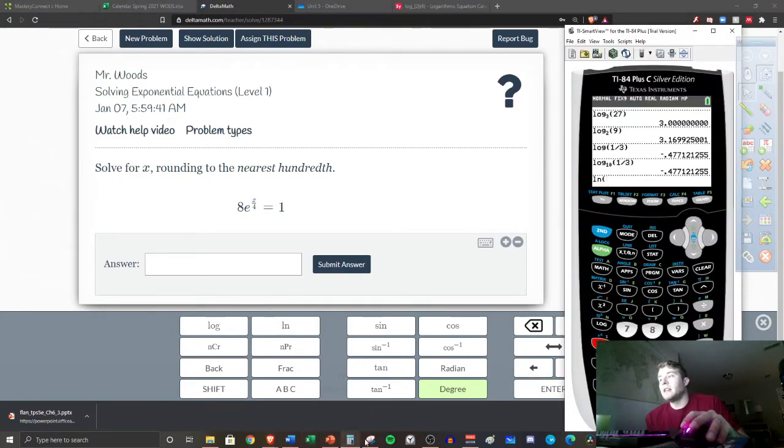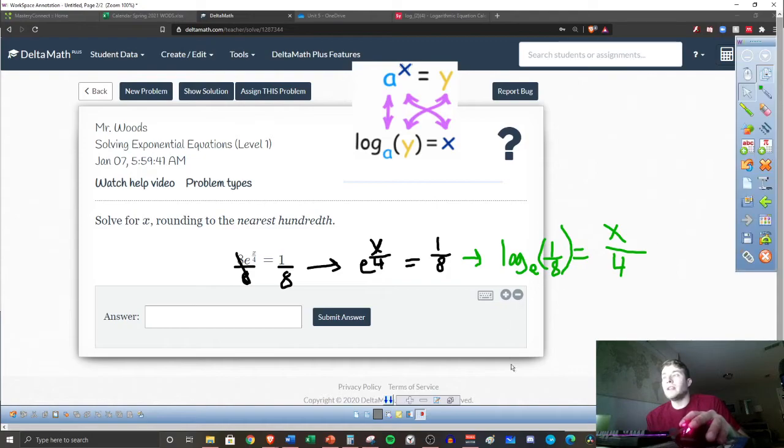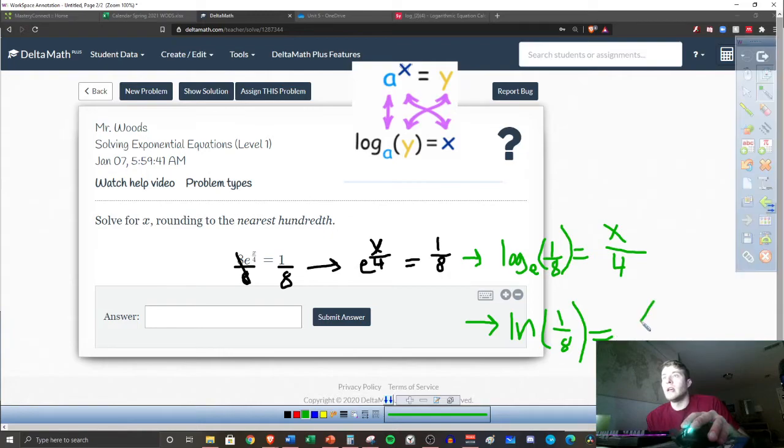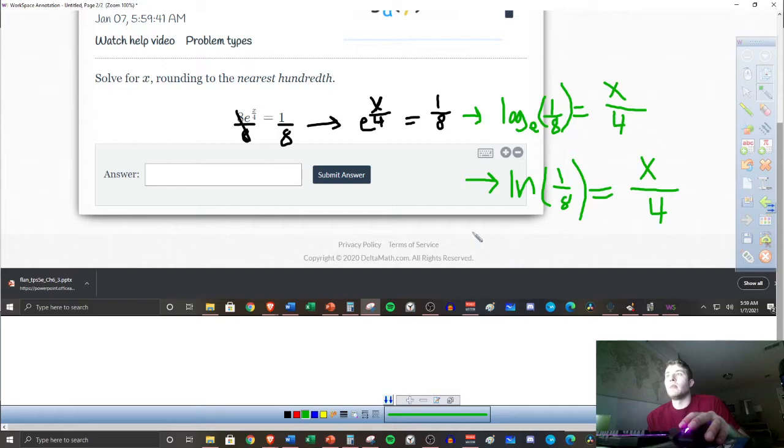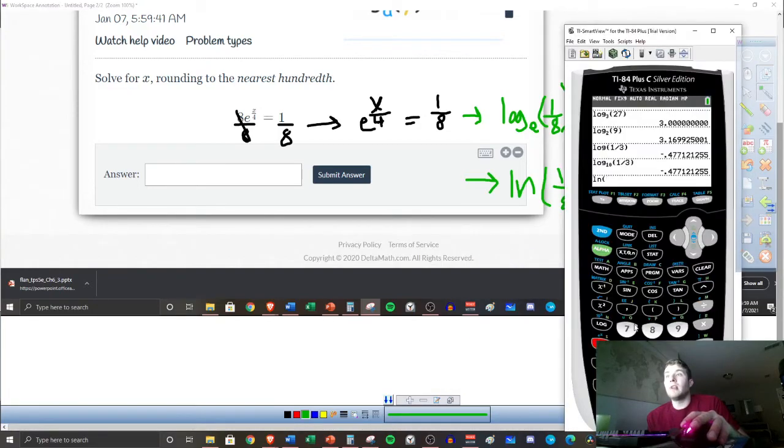But for this, let's go back to our work. We can actually change this to natural log of 1/8 equals x over 4. Let's keep working that. So we put in natural log of 1/8 and we get -2.0. We want to round to the nearest hundredth, so we're sort of waiting for the end on that. I'm going to round to 4 places: -2.0794.